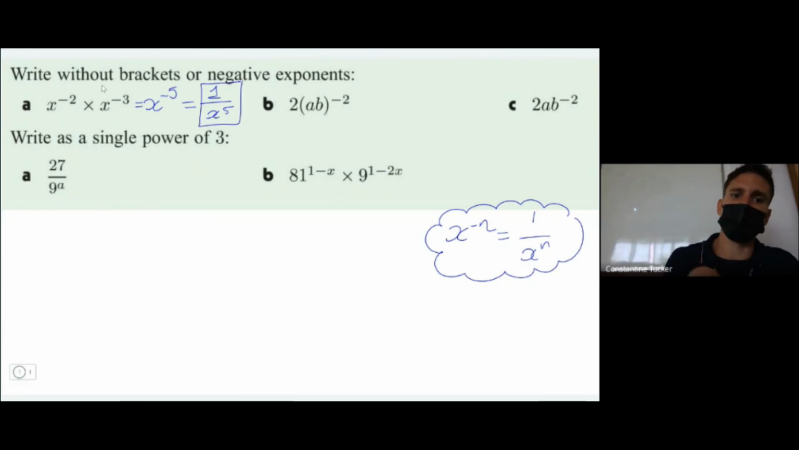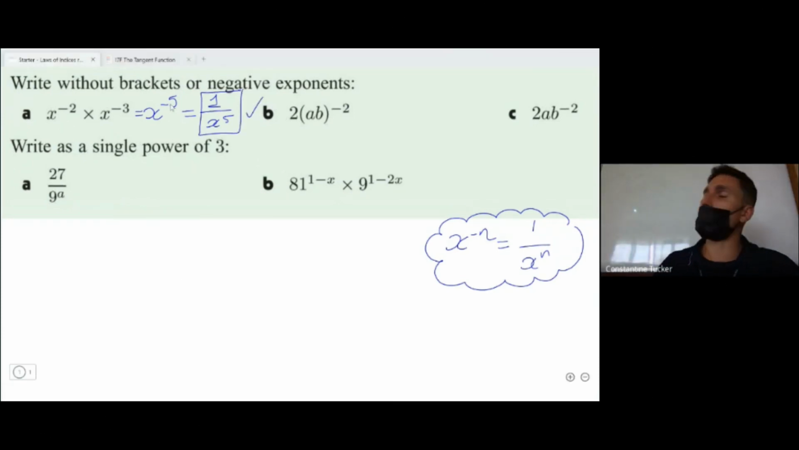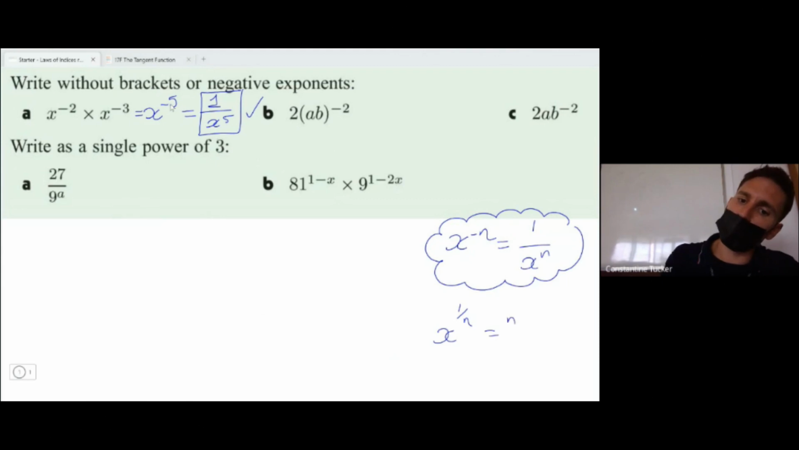Excellent, nicely done. Nothing to do with root here. What you're thinking of is fractional powers. That would be x to the power of 1 divided by n, and that would be the nth root of x. That is what you were thinking of.